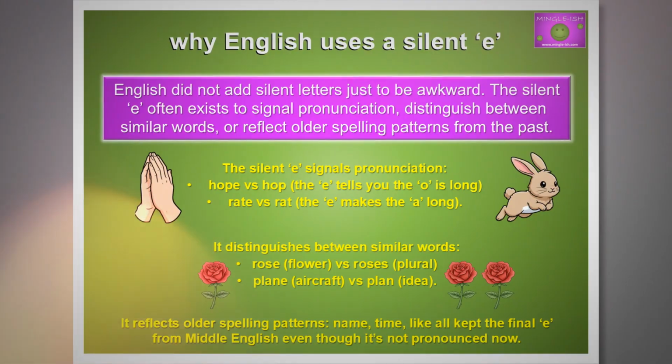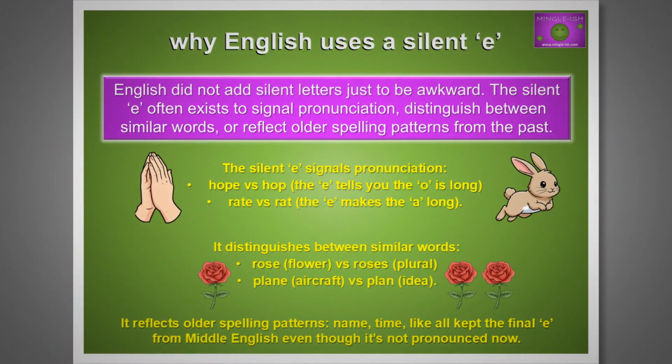So, why does English use a silent E? English did not add silent letters just to be awkward. The silent E often exists to signal pronunciation, distinguish between similar words, or reflect older spelling patterns from the past. Let's see the rules.